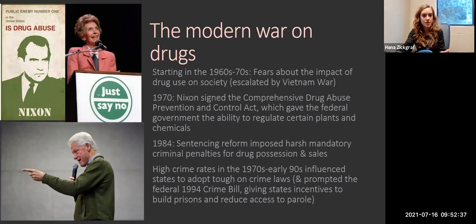It also prompted the federal 1994 crime bill signed by President Clinton, which didn't impose mandatory sentencing or increase mandatory minimums like sentencing reform, but it did give states financial tax incentives to build more prisons and also reduced the ability of people who were incarcerated to get parole. It made parole much harder to get under the guise of transparency. But basically it created a system where parole decisions became really public and the public had a lot of say in resisting certain people getting parole.